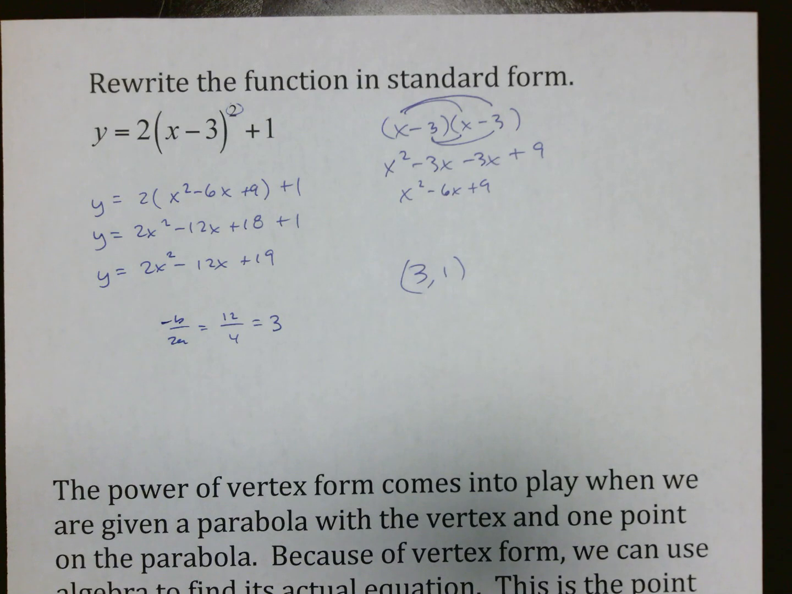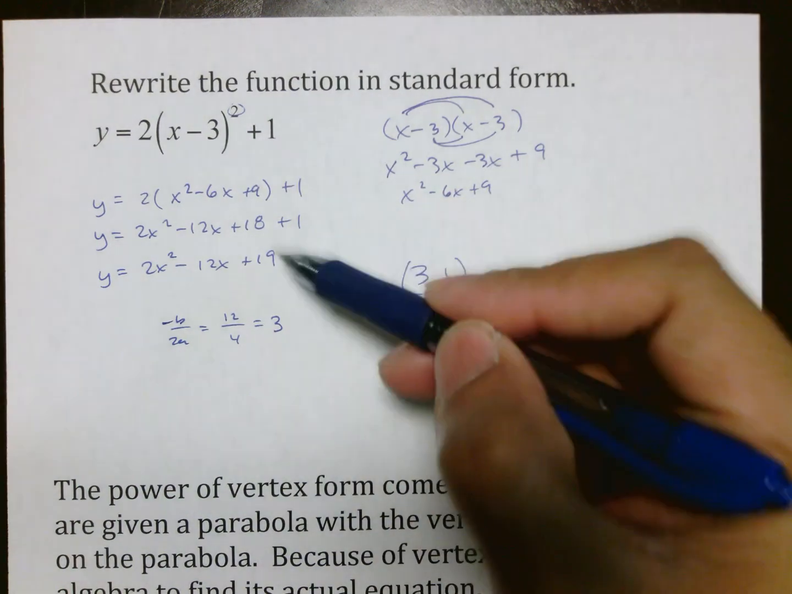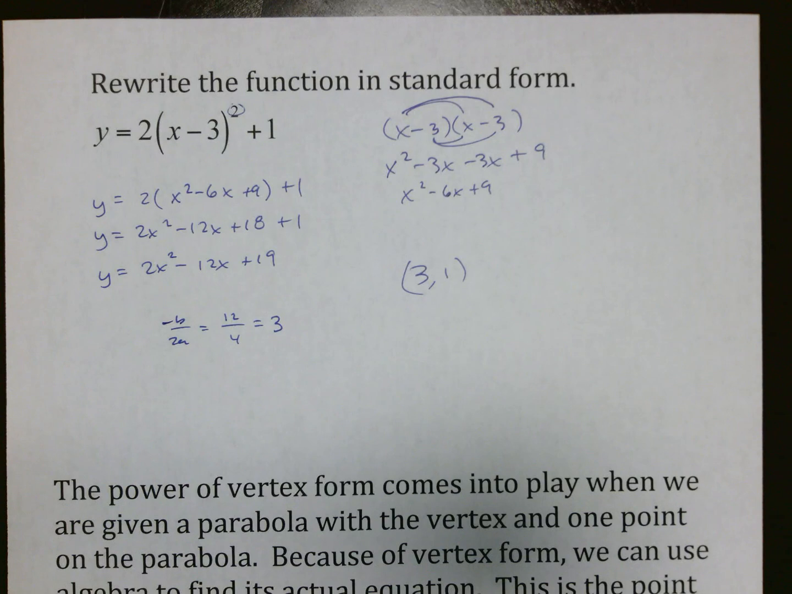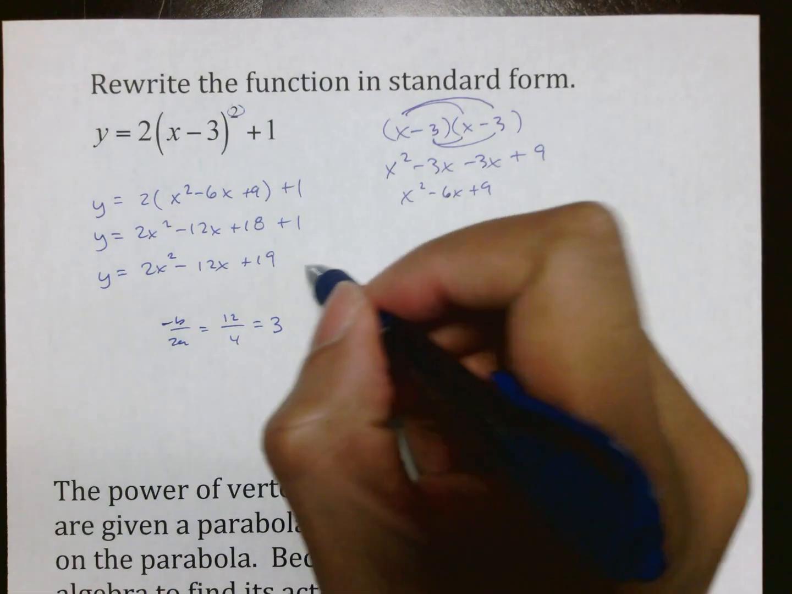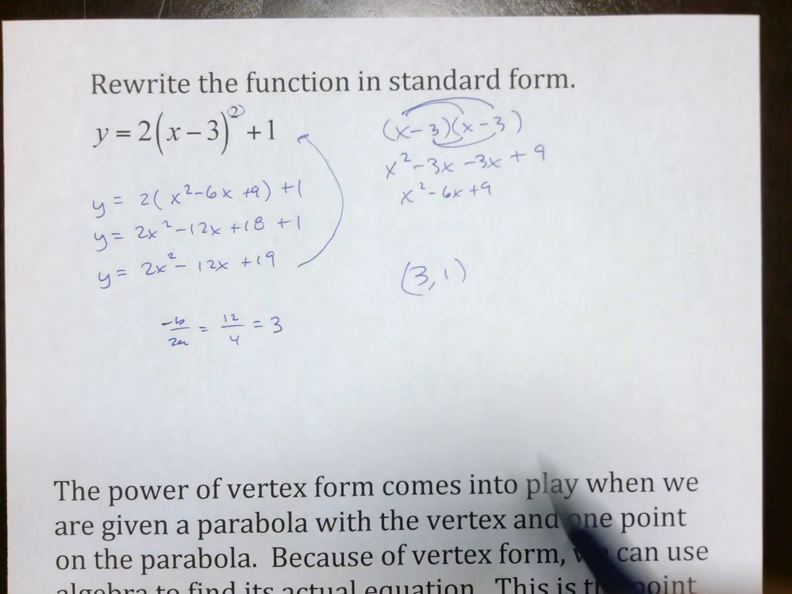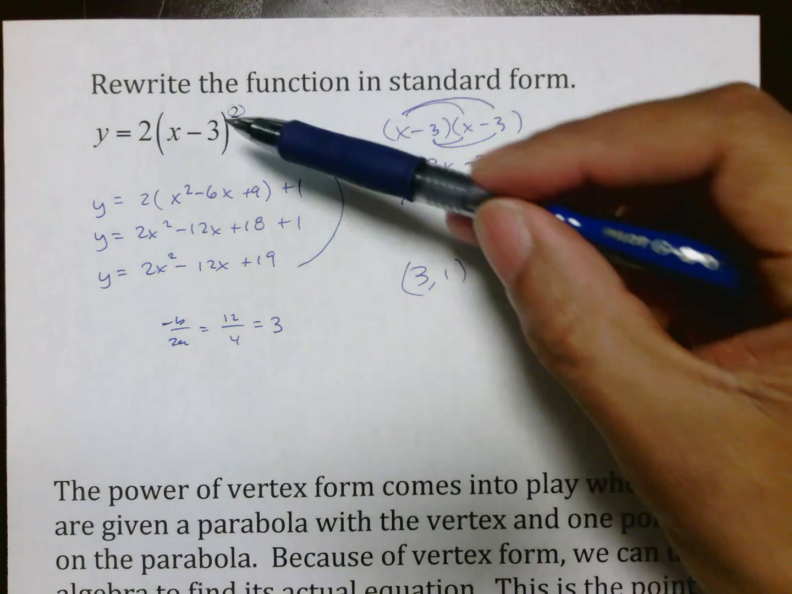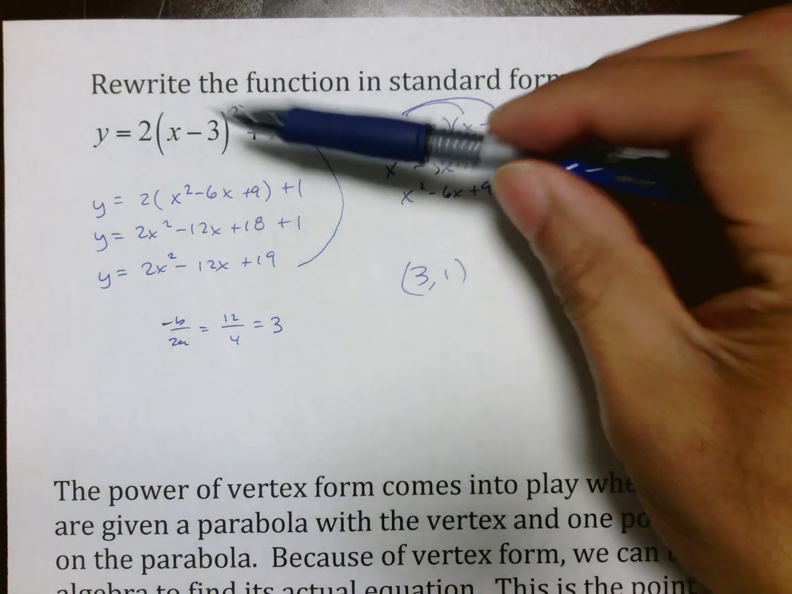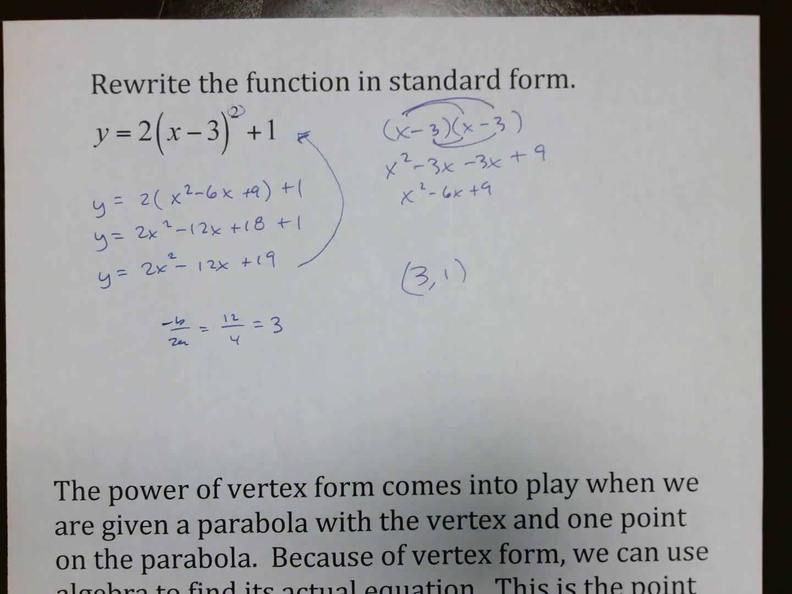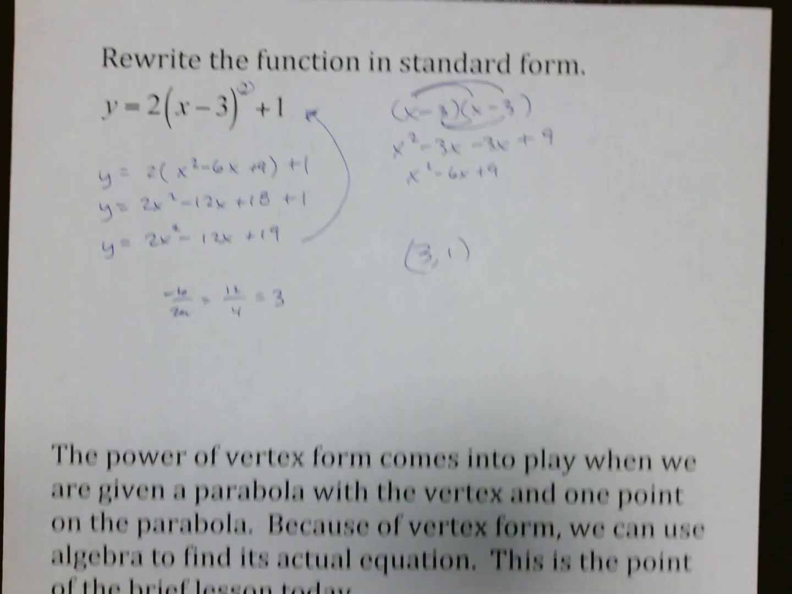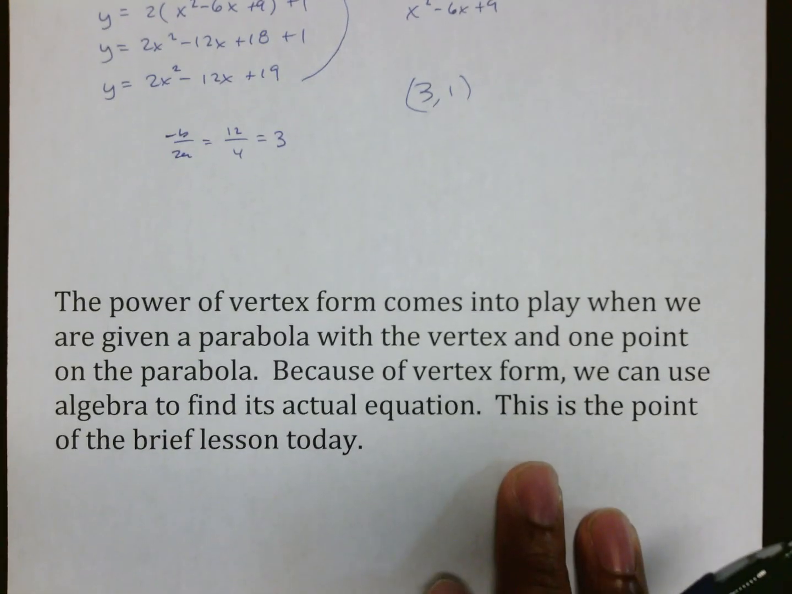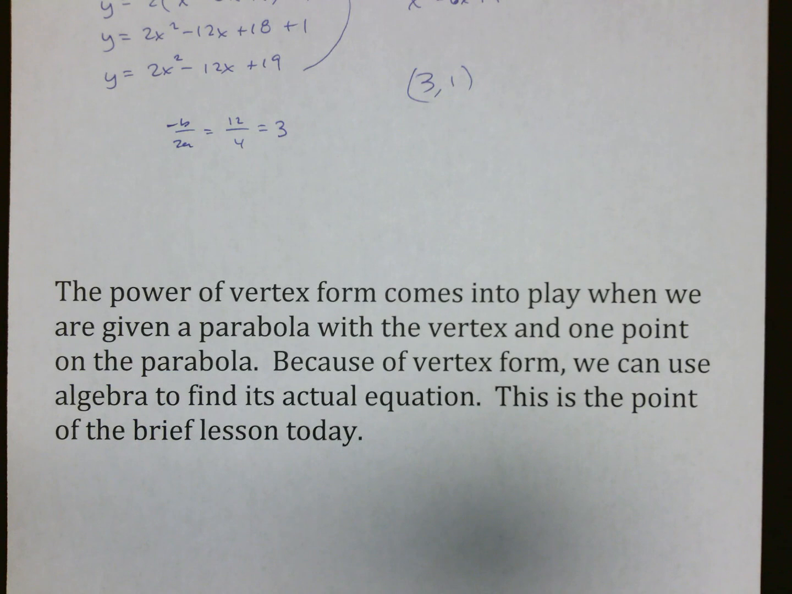So again, the vertex form and the standard form can be changed. Later on in the chapter we'll learn how to go from this to that. But for right now, what we know how to do, because of our algebra background, is turn vertex form into standard form. But I'm just showing you that it's still a quadratic function, and that it's still the same thing, that's the main thing. The power of vertex form comes into play when we are given a parabola and we know the vertex and one point.